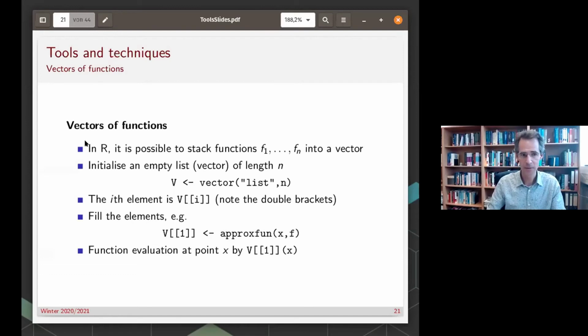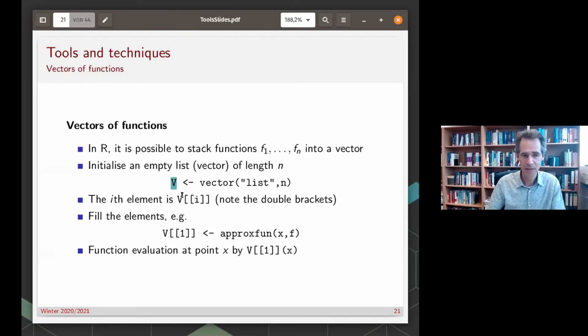And in R, it's quite convenient because it's possible to stack the functions into a vector. So it's possible to create a vector of functions, not a vector of numbers. We do that in the following way. We create an empty vector. That's a rather idiosyncratic command. It's this command which creates an empty vector of length n. And then you can fill the different elements of this vector by whatever you like, functions, for instance. And you have to note that formally this vector is a list.